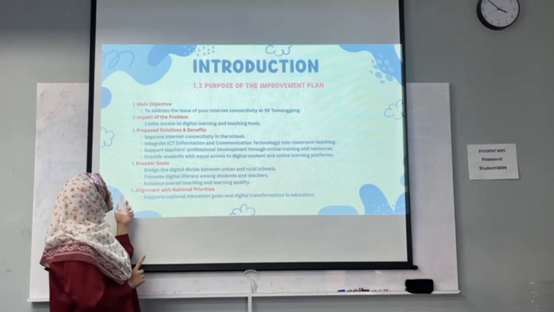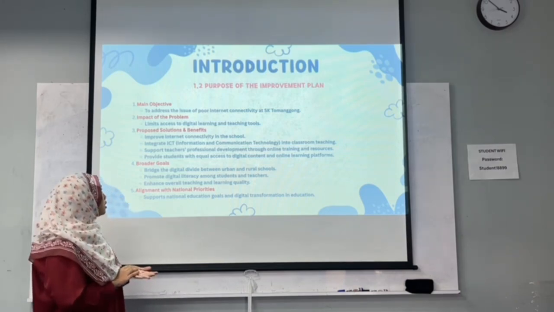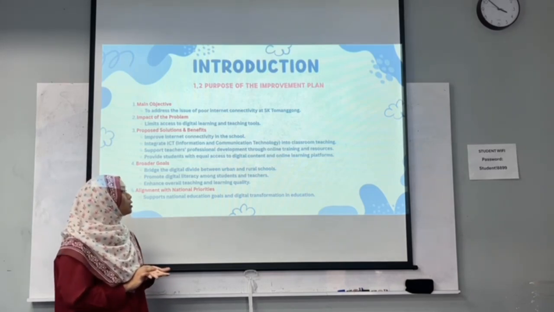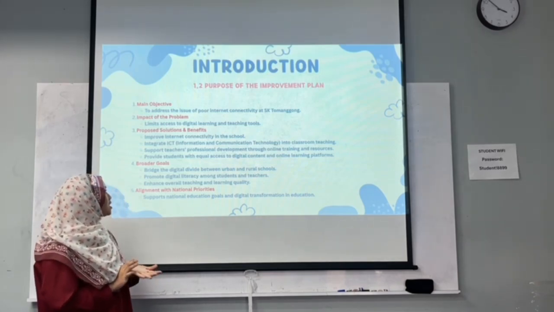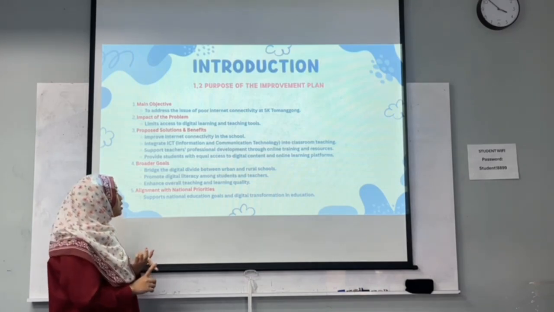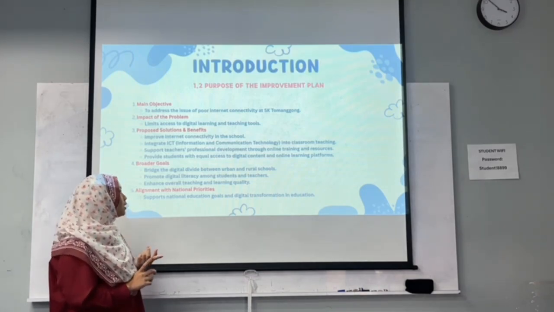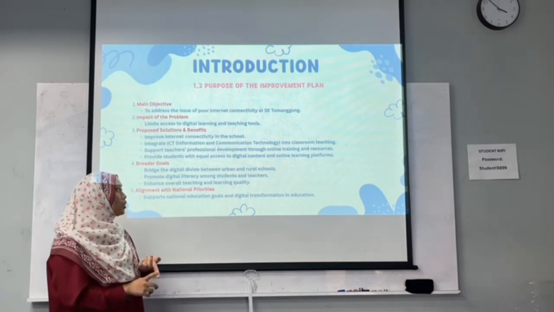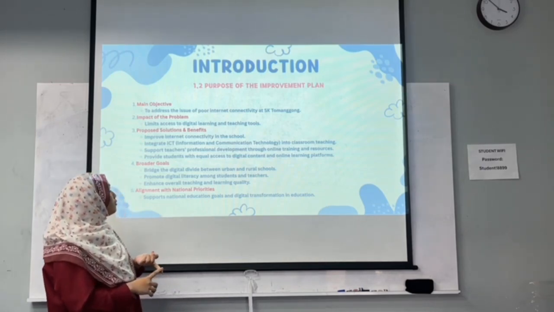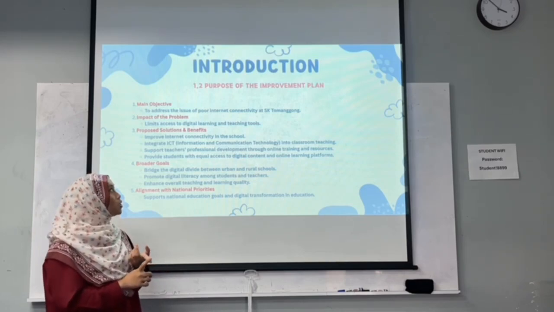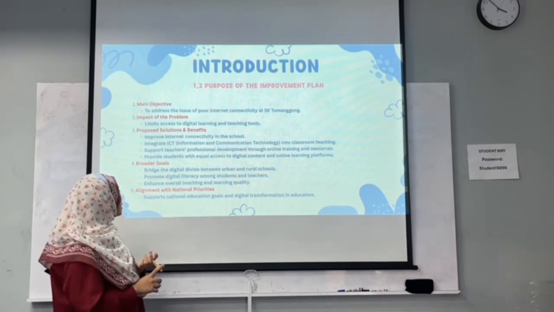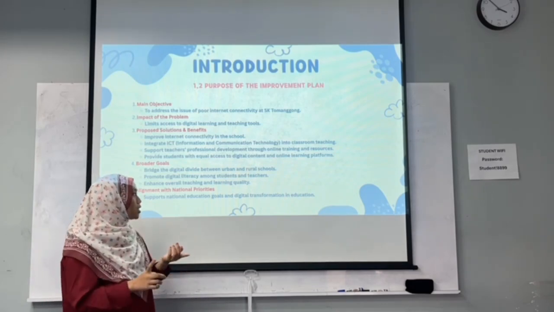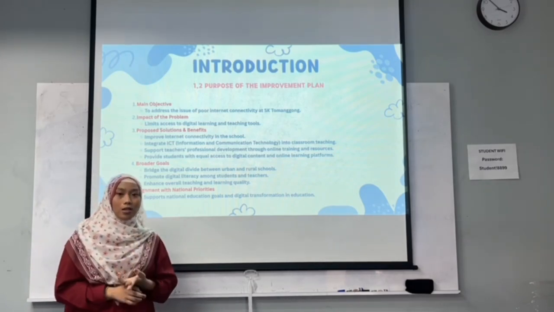The fourth purpose is broader goals. The first is to bridge the digital divide between urban and rural schools. The second one is to promote digital literacy among students and teachers. The third one is to enhance overall teaching and learning quality. So the fifth purpose of the implementation of the improvement plan is alignment with the national priorities. This is to support national education goals and digital transformation in education.